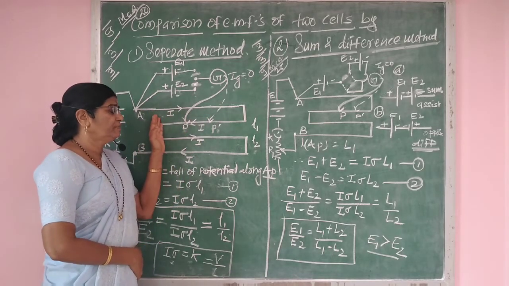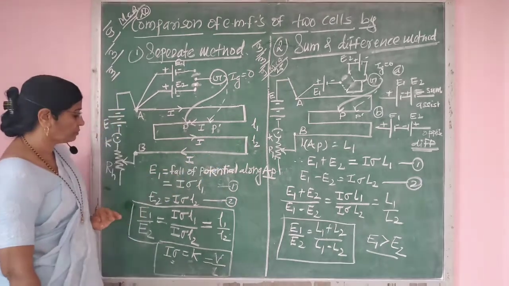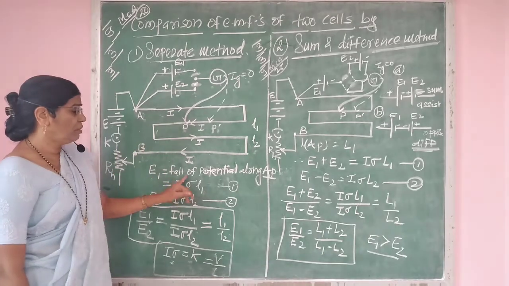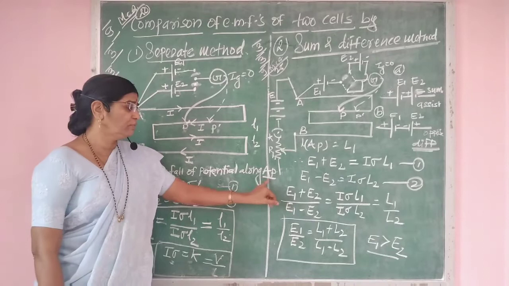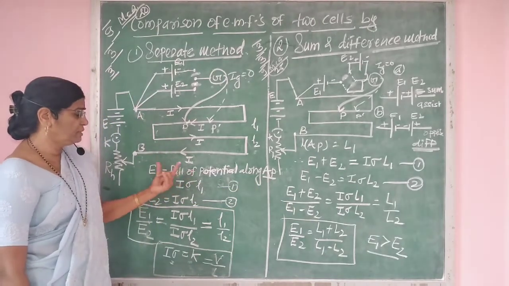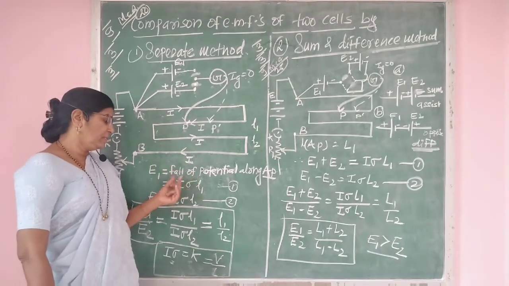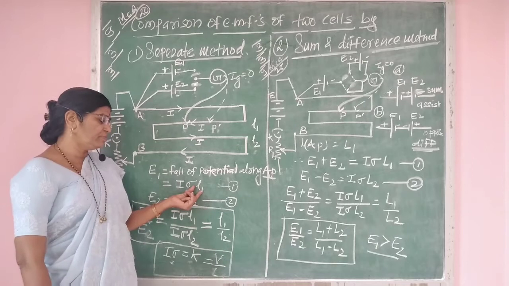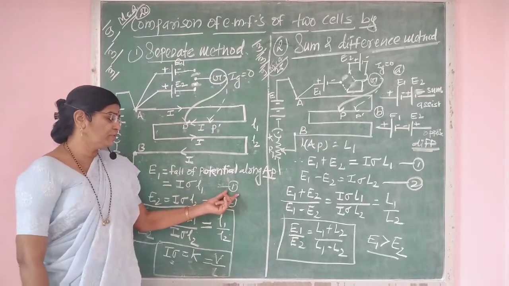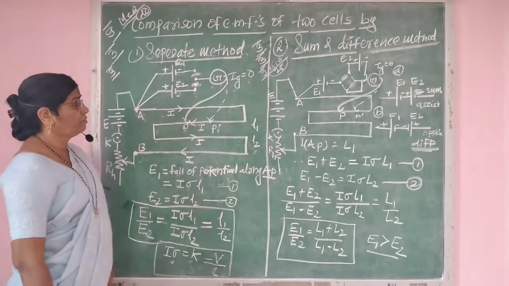If this is L1 be the balancing length, then we know that E1 is equal to fall of potential along the length of wire AP. That is equal to, potential means it is the product of current into resistance of that length. Here current is I and resistance of that length is sigma into L1. Therefore E1 is equal to I sigma L1. This is equation number 1.